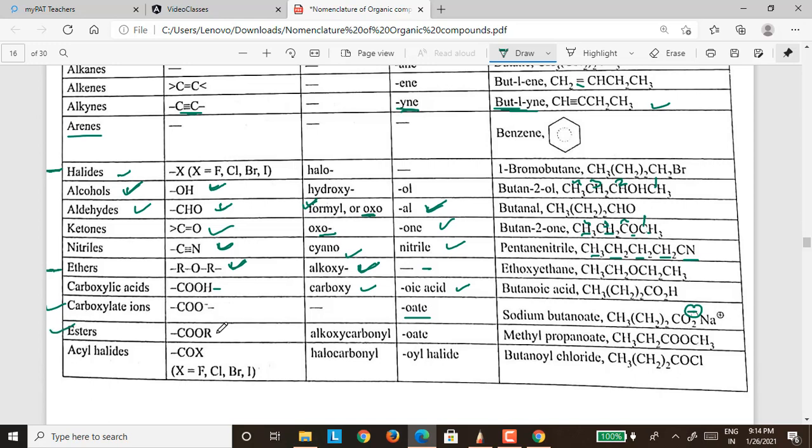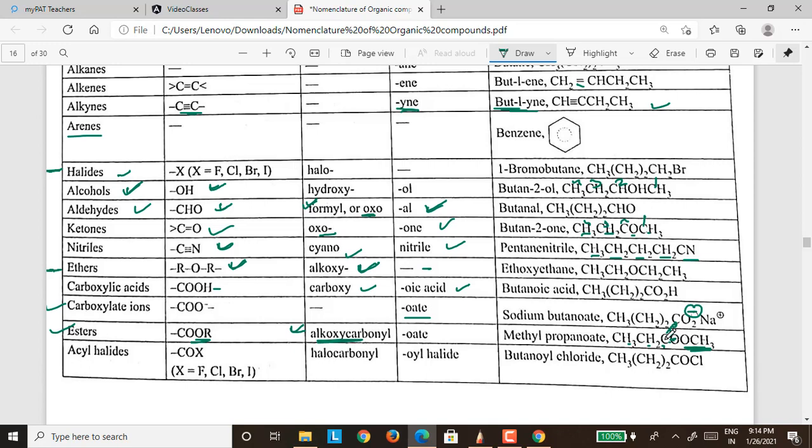If it is an ester, then its IUPAC name is alkyl alkanoate. And if it is used as a prefix, then it should be alkoxycarbonyl. OR is alkoxy, CO is carbonyl. If it is used as a prefix, this you have to remember. Suppose you take CH3CH2COOCH3. The OCH3 part should be named first: methyl. Then 1, 2, 3, so propanoate. Methyl propanoate. The C double bond O part will be named later, and OCH3 will be named first.